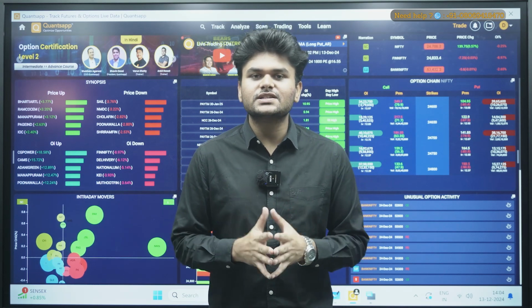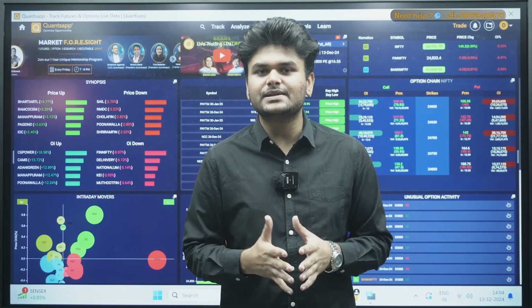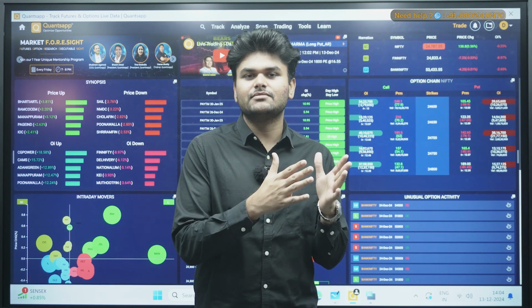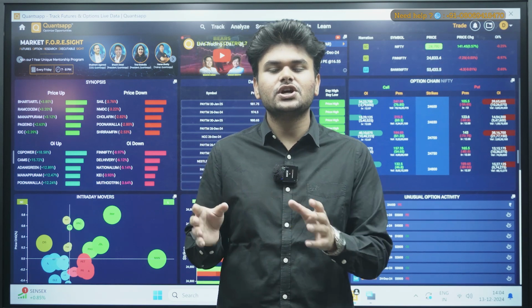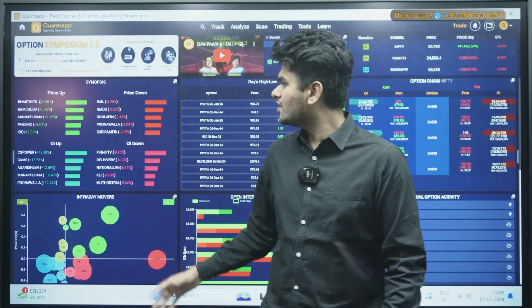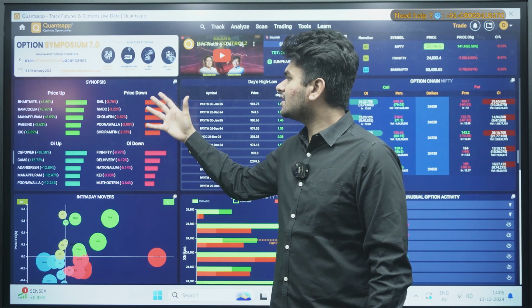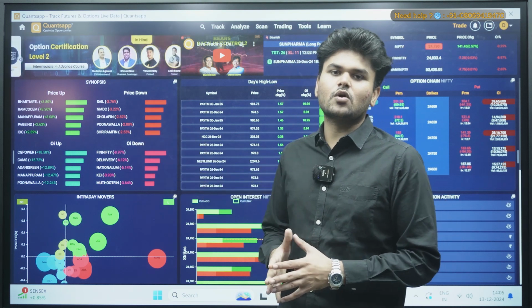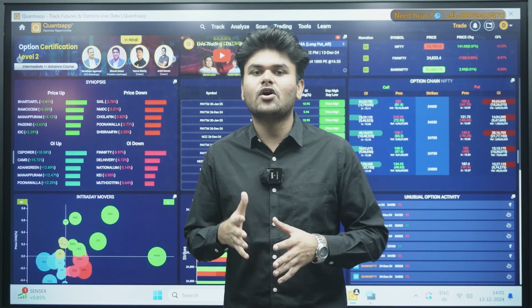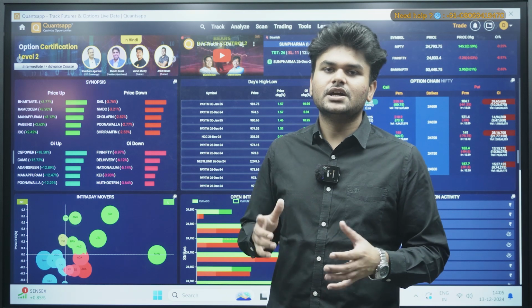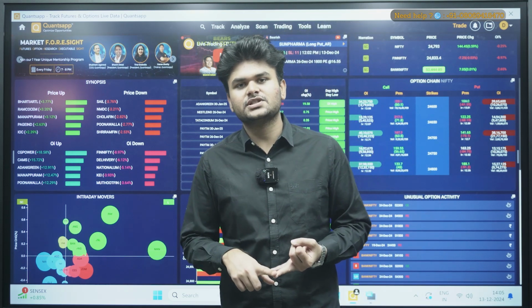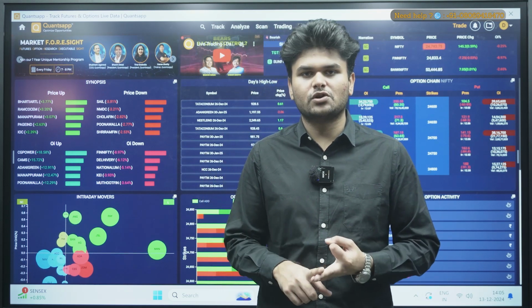Okay, so what is Synopsis? Synopsis, as the name suggests, is like a summary or a gist. Synopsis OI, which you can see here in Quantsap, gives you a summary or an overview of what we can see or what is happening in the market, in the futures, in the options, and overall futures and options volume.